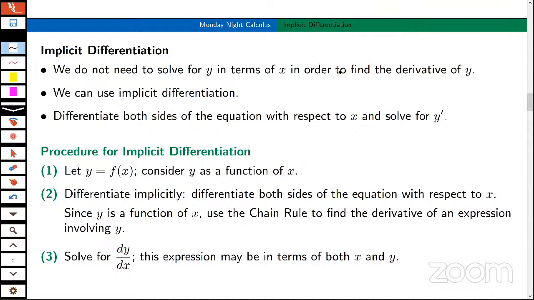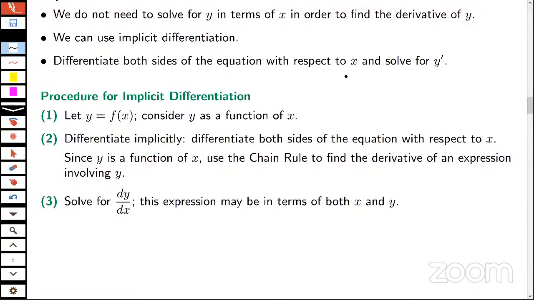So with implicit differentiation, we don't need to solve for y in terms of x in order to find the derivative of y. We can use this method to find f prime. And basically, all it says is we differentiate both sides of the equation with respect to x, and we simply solve for y prime. Now, Tom knows that I'm very big on step procedures here. I like these for my students.